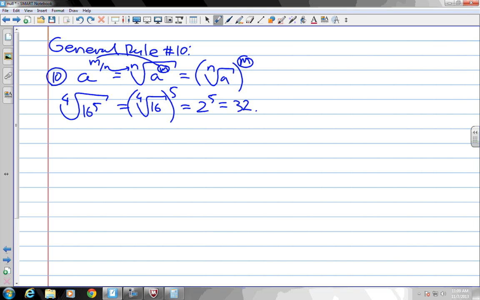Good? So we learned 3 things already. We learned stuff about the higher radicals. We learned that negative exponents are reciprocals. The fractional exponents are radicals. Right? So that gave us 10 rules of exponents. Okay?